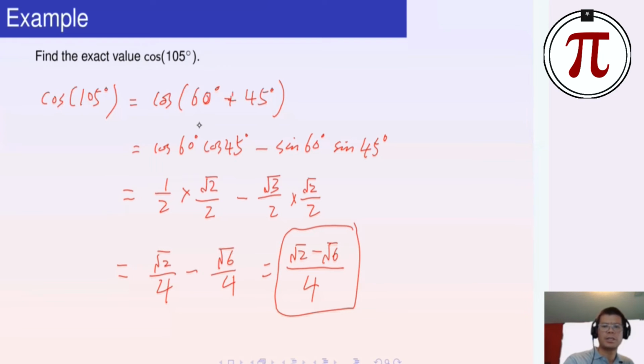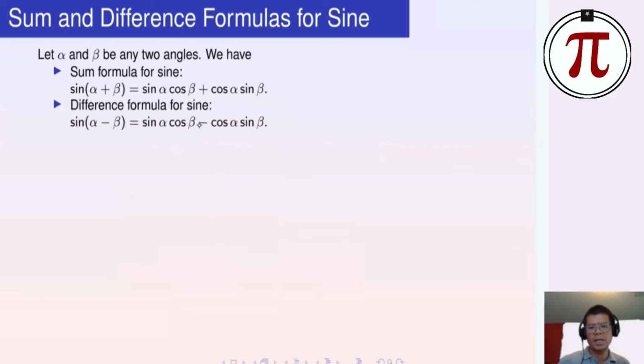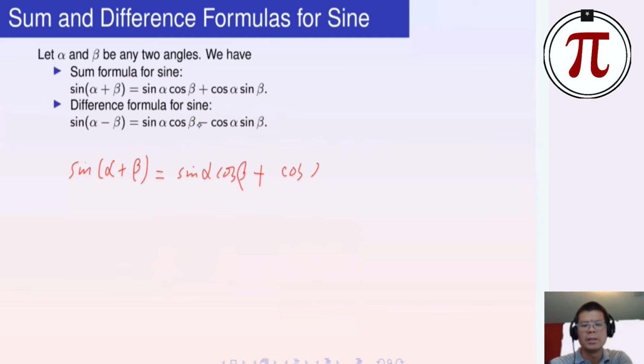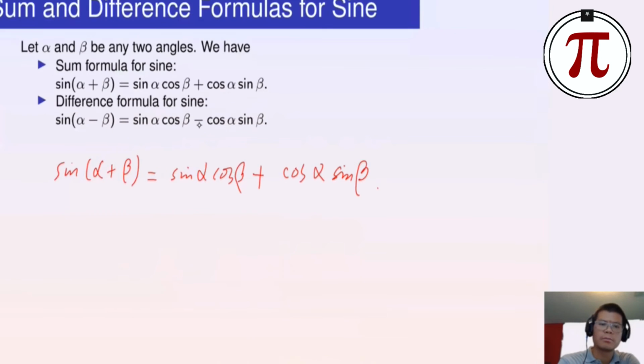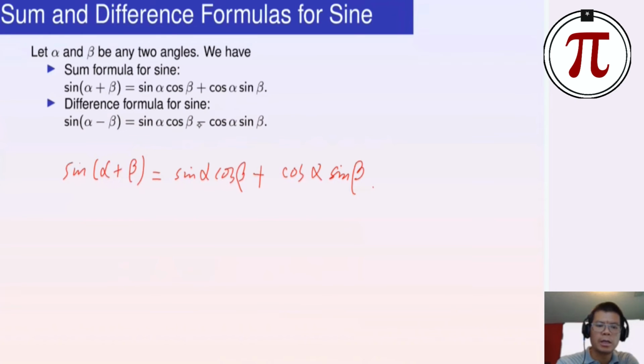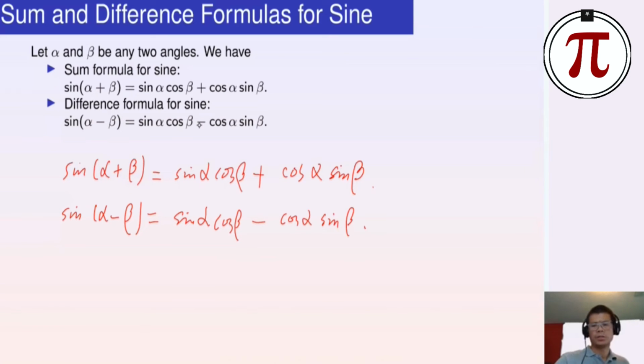So that's this example. Now, let's consider the sum and difference formulas for sines. We just introduced the formulas for cosine. Now let's consider sines. The sum formula is sine of alpha plus beta equals sine alpha cosine beta plus cosine alpha sine beta. For sine, they are consistent: if this is a summation, then here is also a summation. Then sine of alpha minus beta equals sine alpha cosine beta minus cosine alpha sine beta. So that's what we have for sine and cosine.